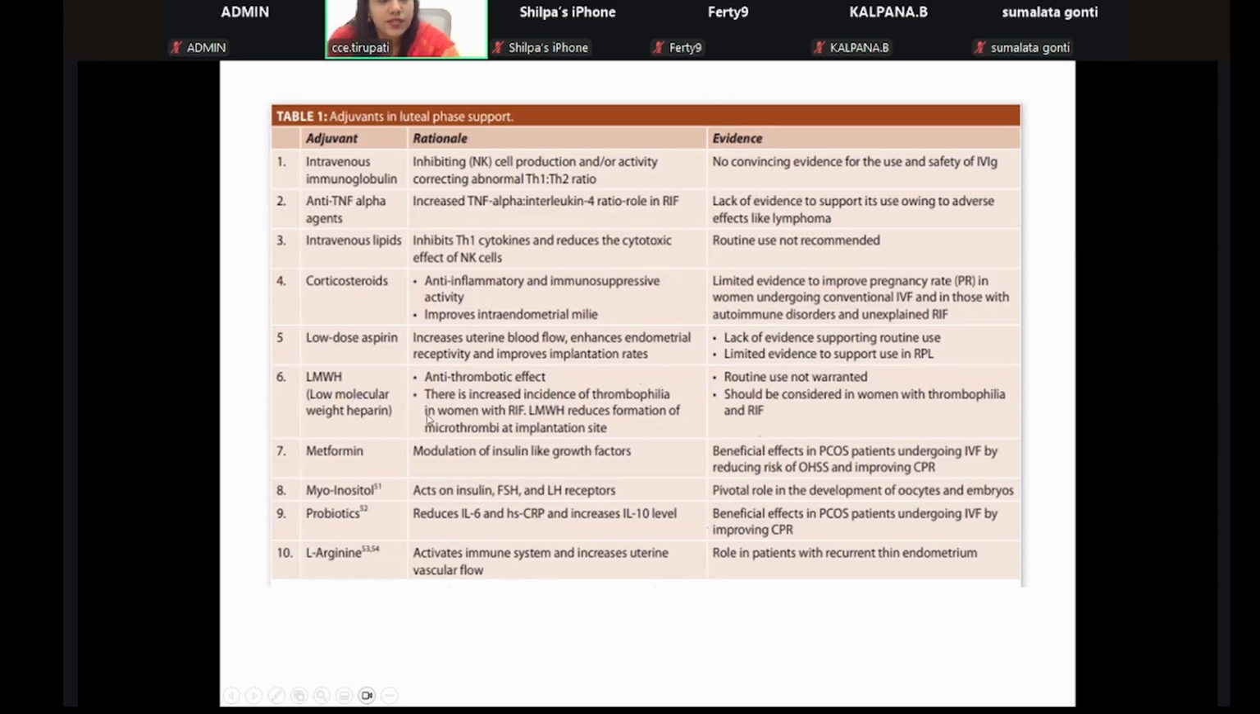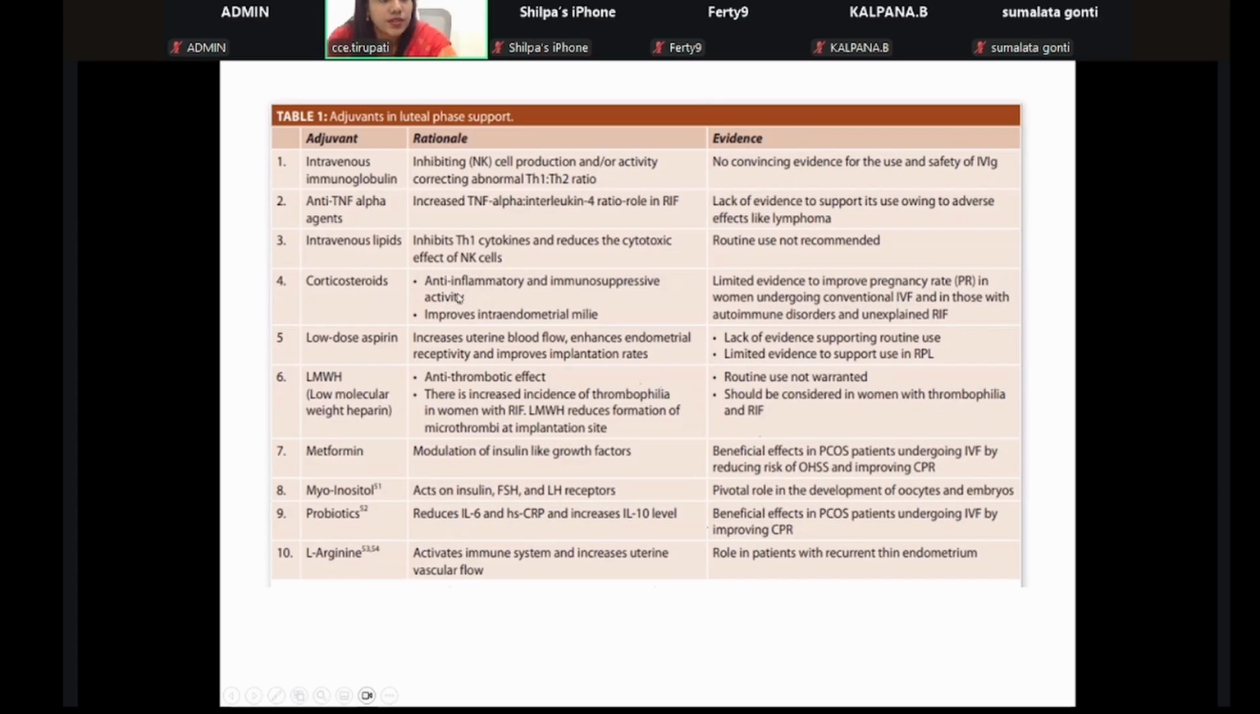So these are the adjuvants which we use in few special cases only, not as a routine. In cases with RPL and RIF, we tend to add a few of these medications like intravenous immunoglobulins, which inhibit NK cell production by altering the TH1 TH2 ratio, and anti-TNF alpha agents. We use this in recurrent implantation failure cases. And intravenous lipids inhibit TH1 cytokines and reduce the cytotoxic effect of NK cells. Routine use of intralipids is not recommended, but in few cases we add intravenous lipids after embryo transfer.